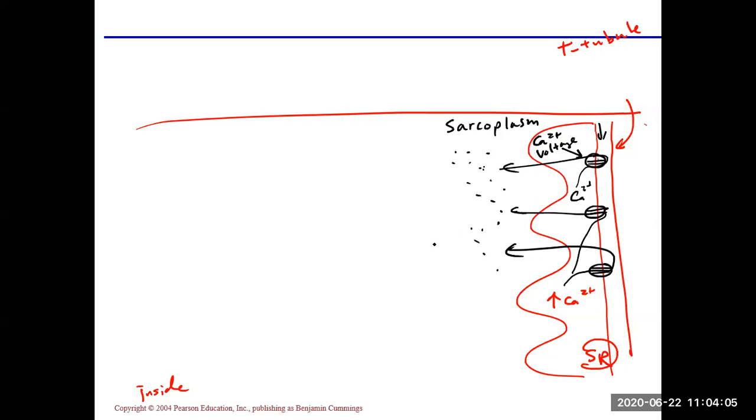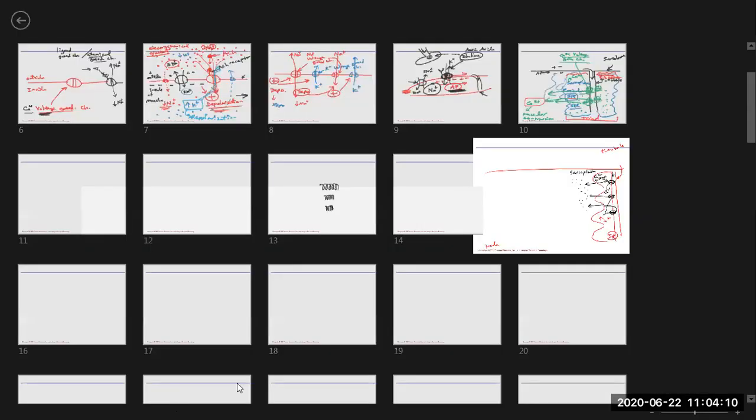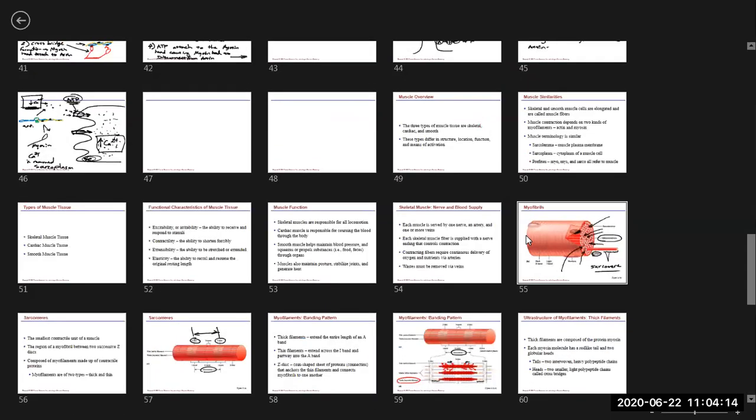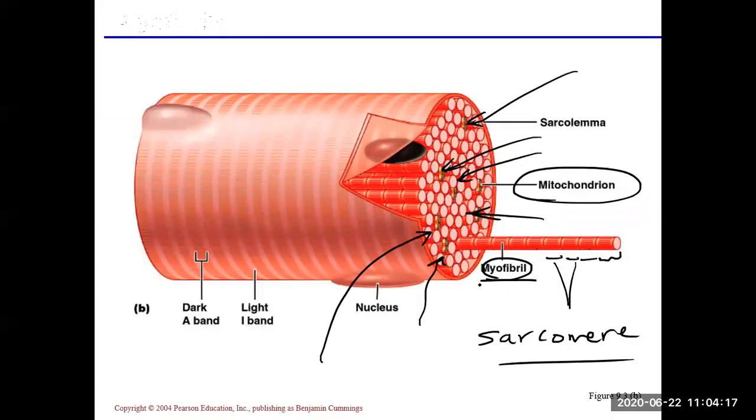Inside of the muscle cell, there are myofibrils. The myofibrils look something like this. These are the myofibrils. There are a lot of these myofibrils available inside of the muscle cell. So what we're looking at is one of these myofibrils. And you assume that there are calciums around.